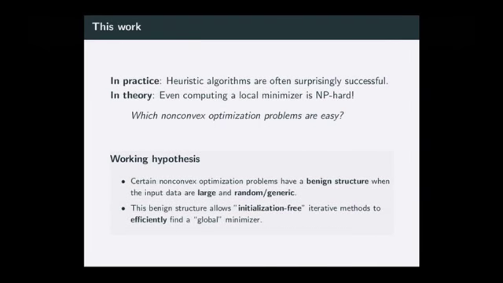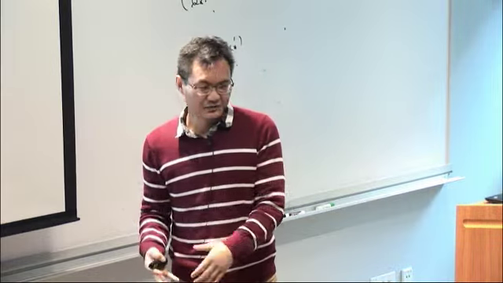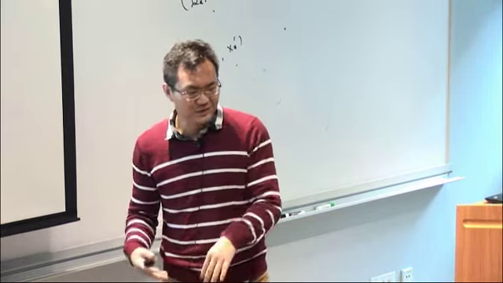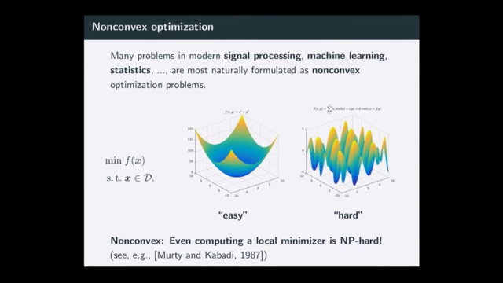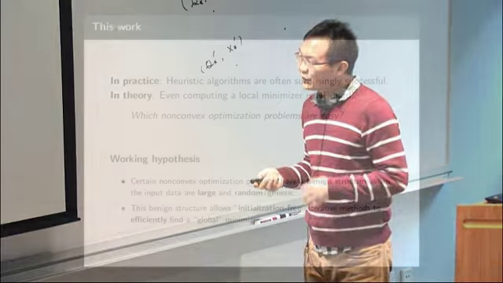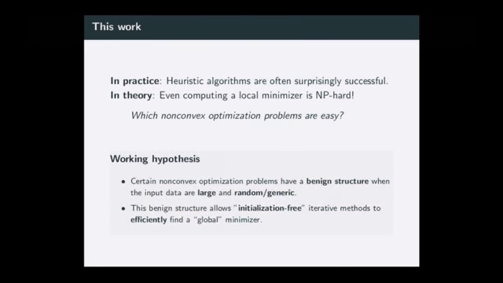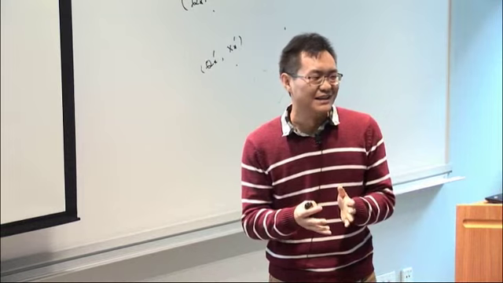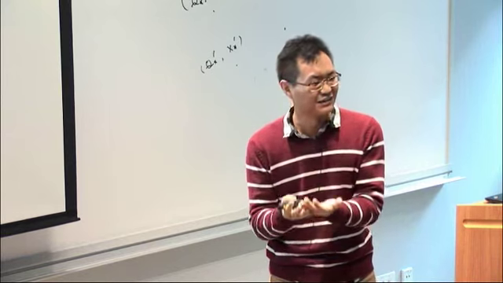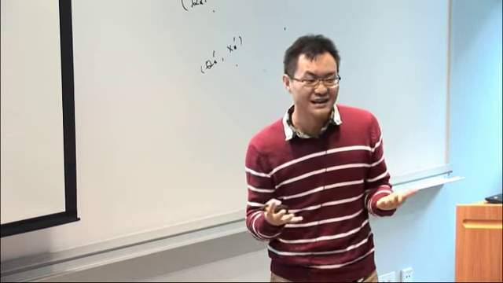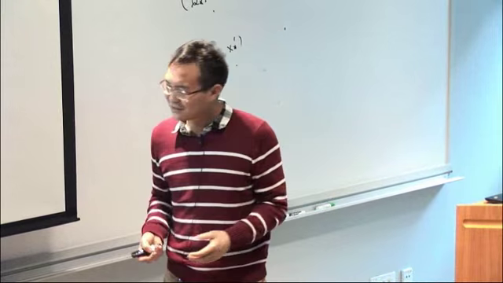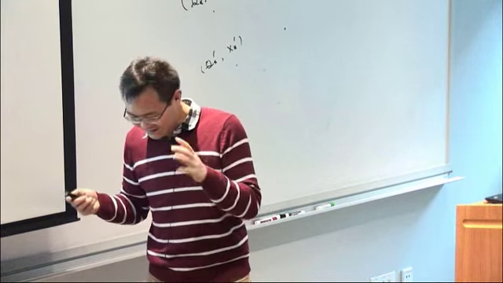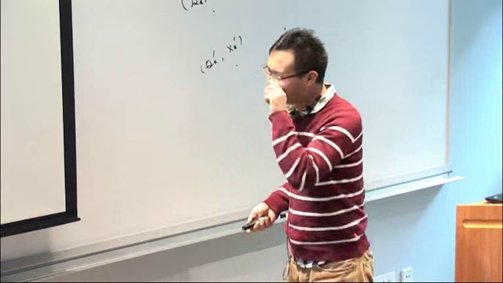But obviously the gap is here, right? We observe something good, but our worst-case theory can't explain it. So a natural question to ask is, what kind of non-convex functions are easy? And hopefully we can identify a subclass of structured non-convex problems that we can guarantee to solve efficiently. That's the hope here, and that's the target for our research.